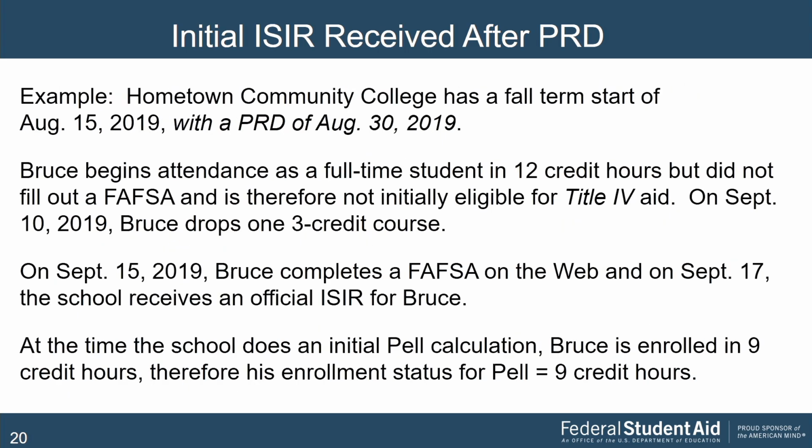Here we have Bruce. He's a full-time student with 12 credit hours. He also didn't fill out a FAFSA. On September 10th, he drops a three credit course. On September 15th, he fills out his FAFSA. The school receives it on the 17th. At the time they do the initial calculation, Bruce is enrolled in 9 credit hours, so that's going to be his enrollment status for Pell purposes.